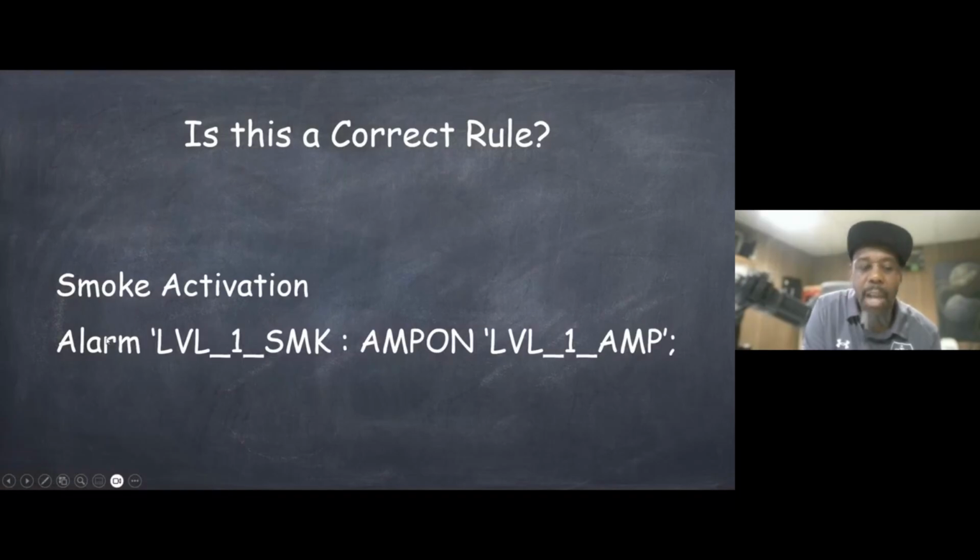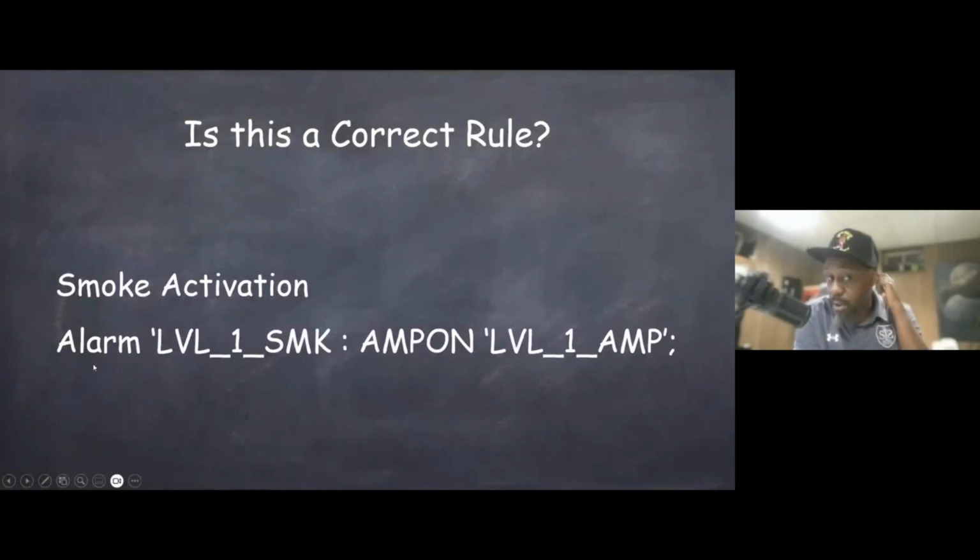This would be alarm type. So meaning, what is the state of this particular device, your smoke or pull, whatever it's going to be? So this label is level 1 smoke. For the smoke detector, when this smoke detector goes into alarm, whatever this label is, that's for this smoke detector, we want this amp to turn on.